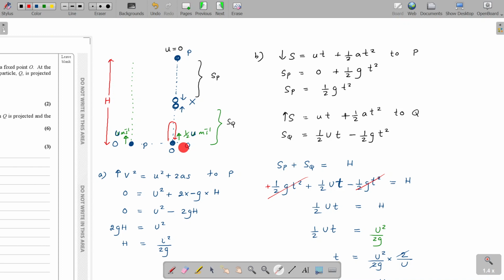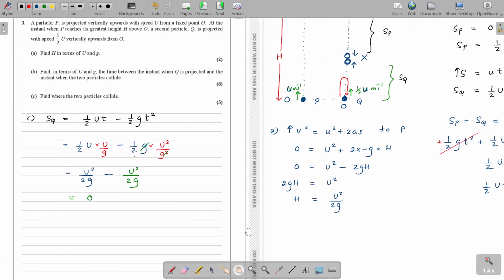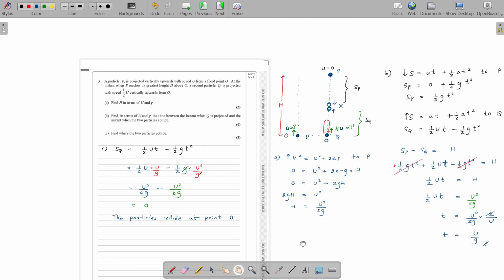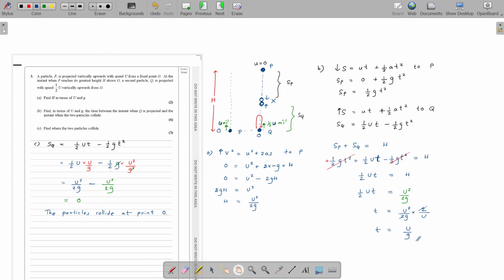Okay? So whatever you use, you need to have an idea of what's going on here. They are asking you to find where the two particles collide. So give the answer. You don't need to do any of those things. Just say the particles collide at point O, or the particles collide at the point of projection. Understood? So this is the answer. Okay?